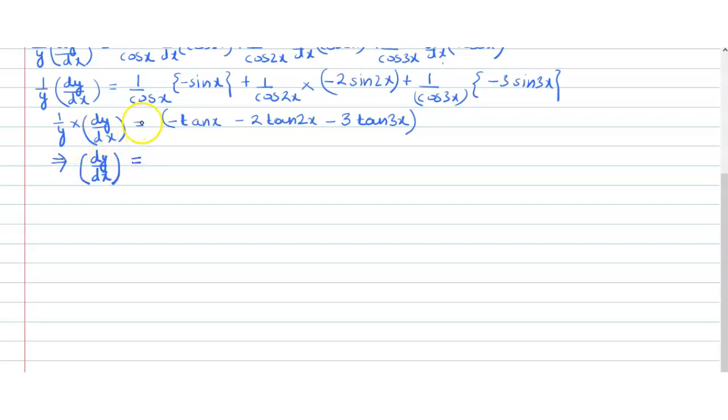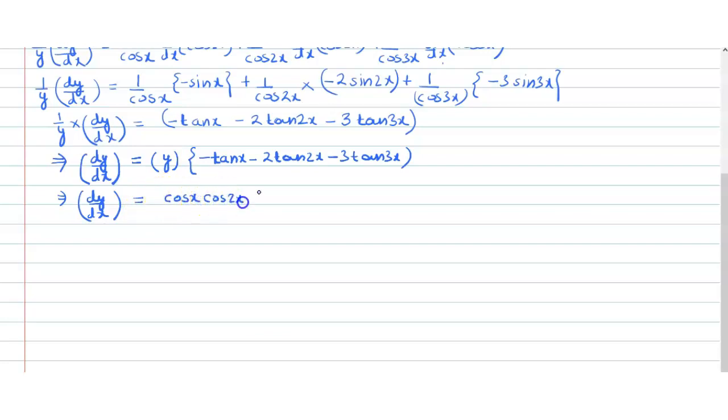Now what we'll be doing is cross multiplying this y into the RHS term. So y will be multiplied with the RHS term: y multiplied by minus tan x minus 2 tan 2x minus 3 tan 3x. So let us calculate dy by dx. We'll use the value of y that is already given in the question, that is cos of x multiplied by cos of 2x multiplied by cos of 3x, multiplied by the entire RHS, that is minus tan x minus 2 tan 2x minus 3 tan 3x.